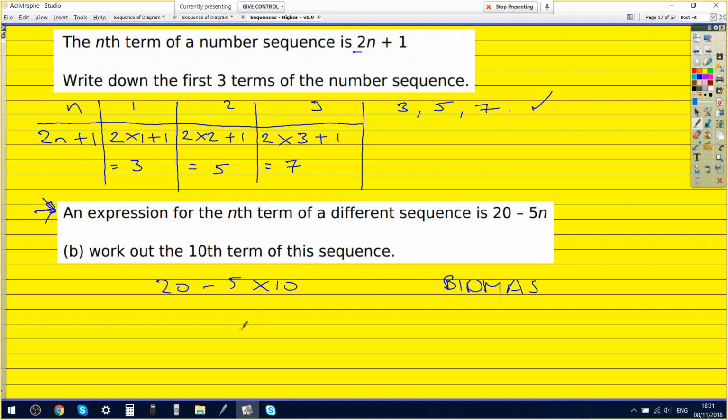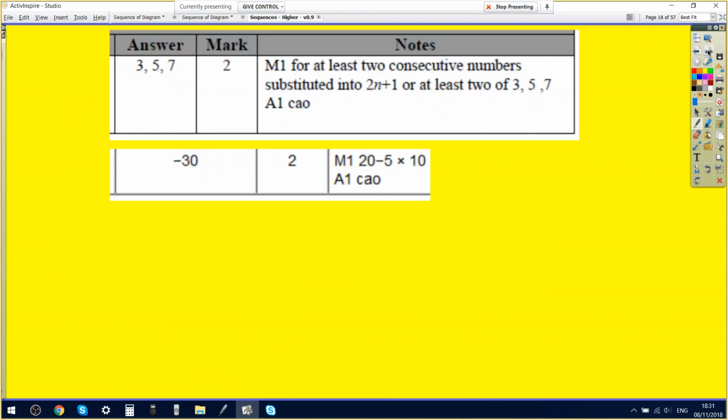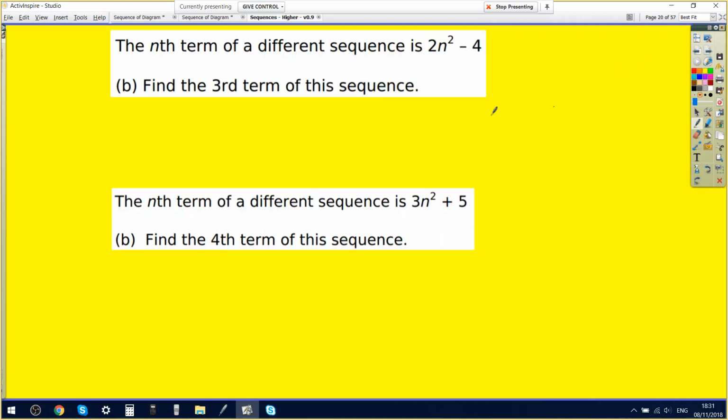Oh, okay. 5 times 10 is 50. Yeah. And then you do the rest. 50 minus 20 is 30. 20 minus 50? Minus 30. Correct. That's it. So you sub it in and follow BIDMAS. Any questions there? No. That's it. Okay. Quadratic sequence one. Let's try this.